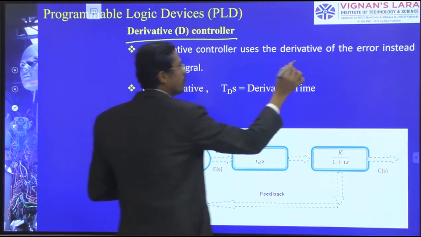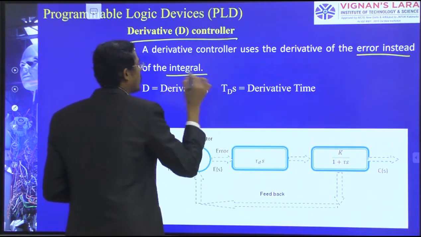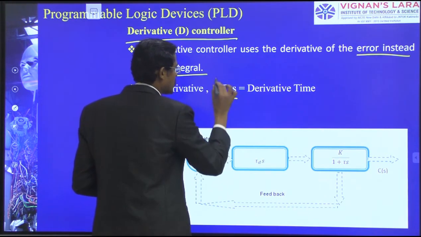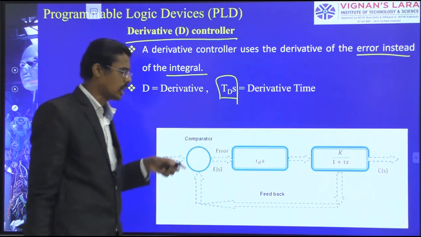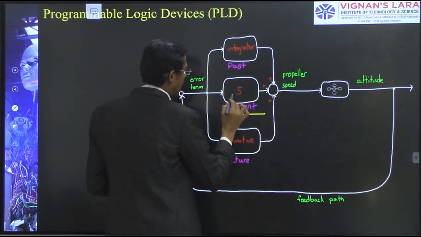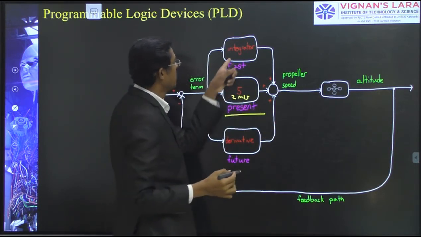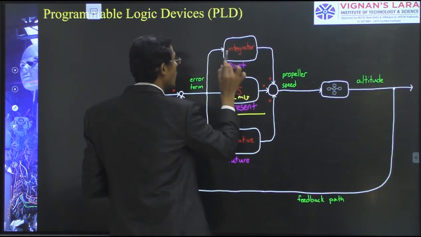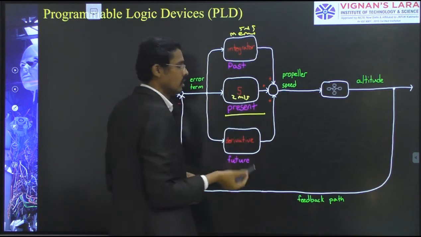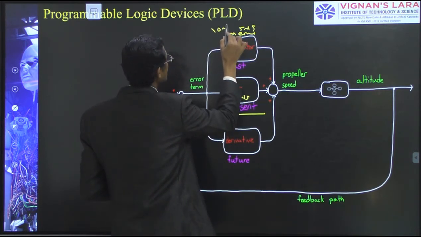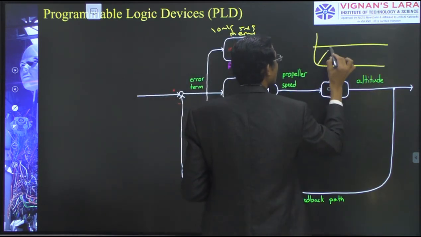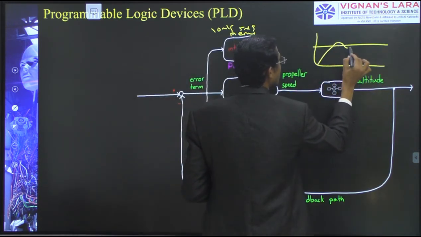Derivative control uses the derivative of the error instead of the integral. So I am giving the constant name TD, derivative time. So I am adding this now. How will it look? By the present, I have planned 2 meters per second. By the past, we should not move by the memory, we should not go at 5 meters per second. Therefore, I went at 10 meters per second and we have reached the level. But what happens? The overshoot happens.